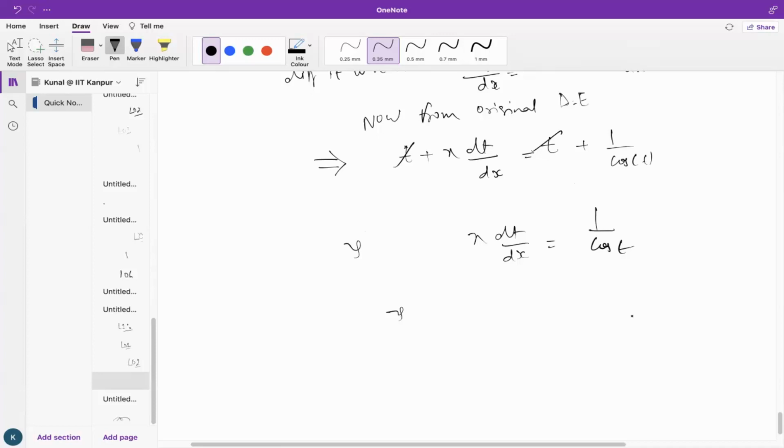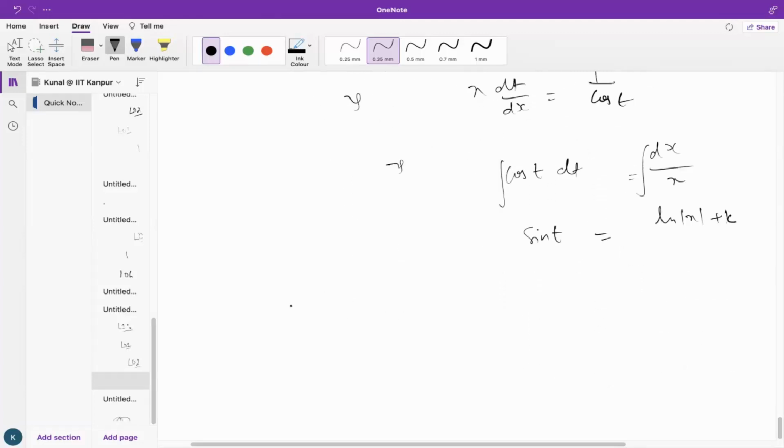And now what you have to do? Just, I'm rearranging here, dx by x. So what we'll get here? Cos t dt. Just try to integrate both sides. So what is the integration of cos t? It will be sin t. Sin t is equal to the integration of dx by x, which will be ln mod x plus some constant.